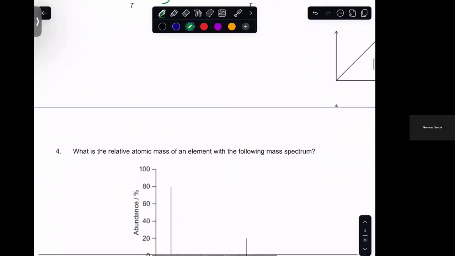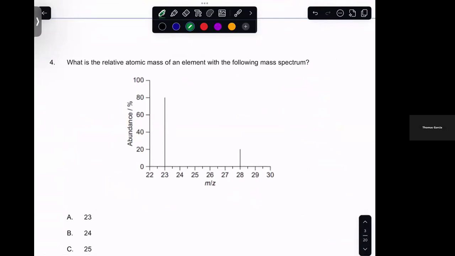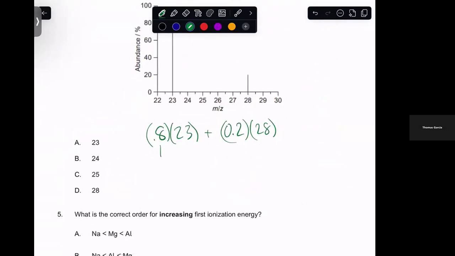All right, moving on to number 4. What is the relative atomic mass of an element with the following mass spectrum? Well, 80% or 0.8 has a mass of 23, and 0.2 or 20% has a mass of 28. So we can just take our percent times our mass, and we add it to our other percent times our other mass, and we find that our mass is 24.